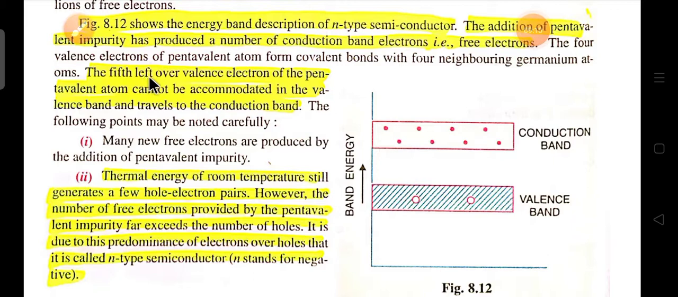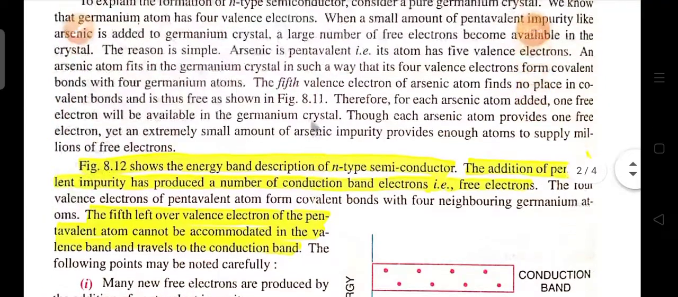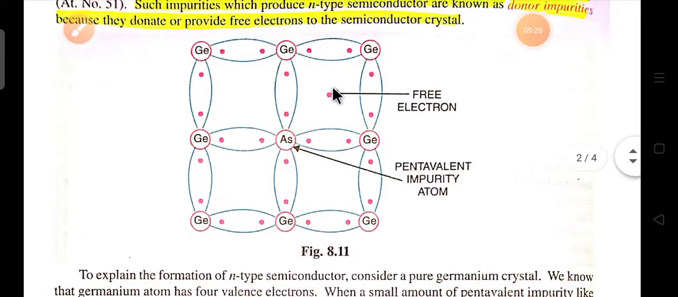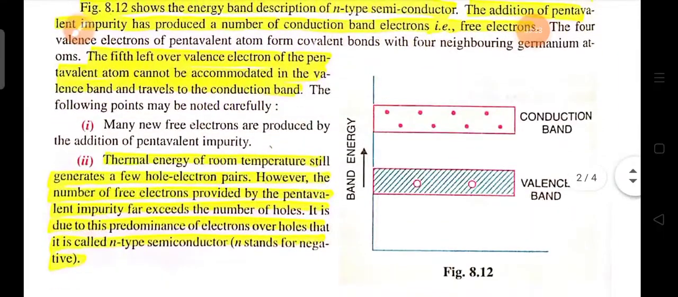The fifth leftover valency electron on the pentavalent atom cannot be accommodated in the valency band and travels to the conduction band. Which electron is left? The fifth electron. That means this electron is left out. So this electron is not staying in the valency band because this is a free electron. Free electron stayed inside the conduction band.